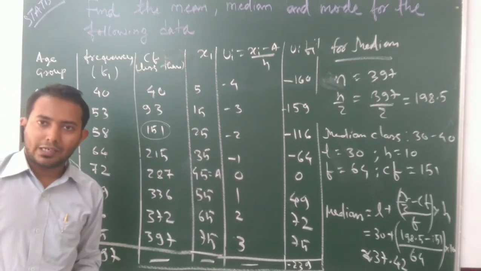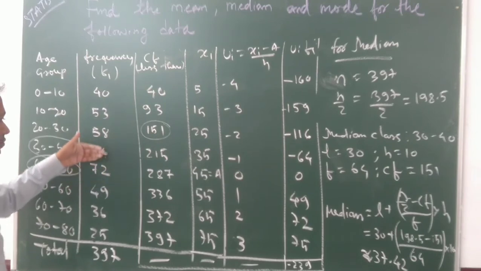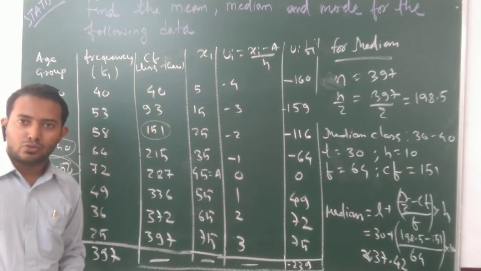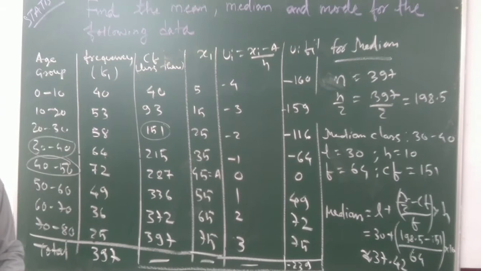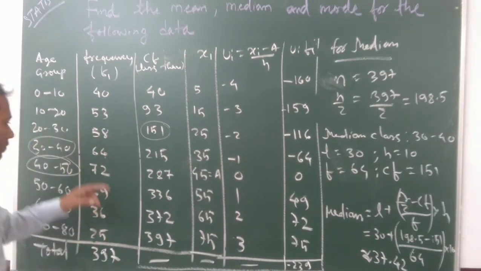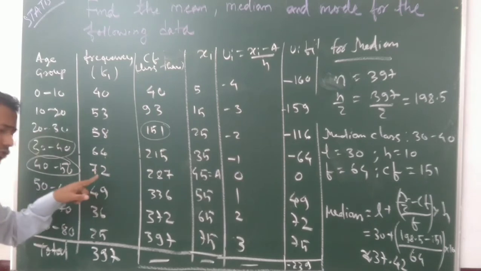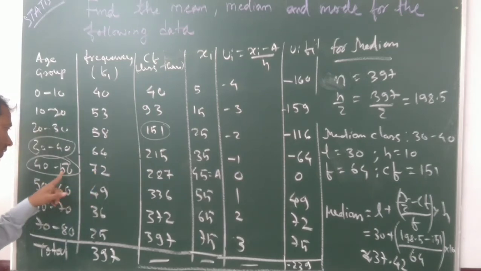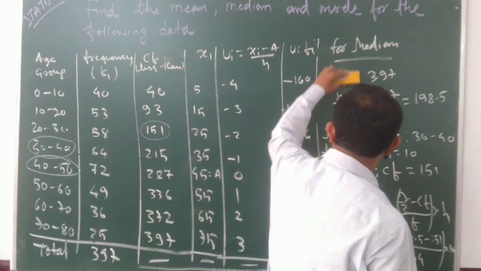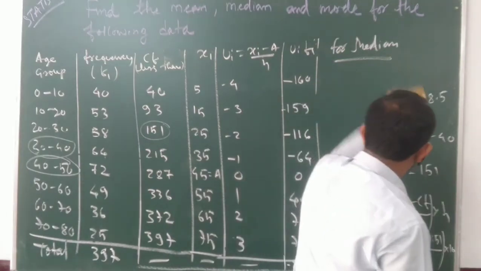Now a question may arise: if 72 repeats two times, what is going to happen? Then we cannot apply this concept. We have another method, but right now we are not discussing that one. We are discussing only single-modal data. So here 72 is our highest frequency, so your modal class will change.